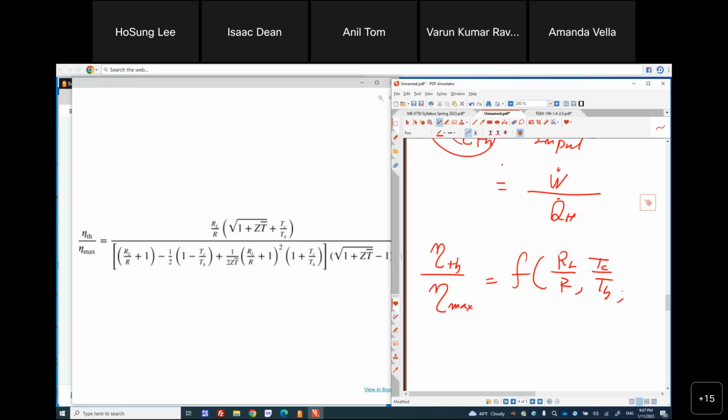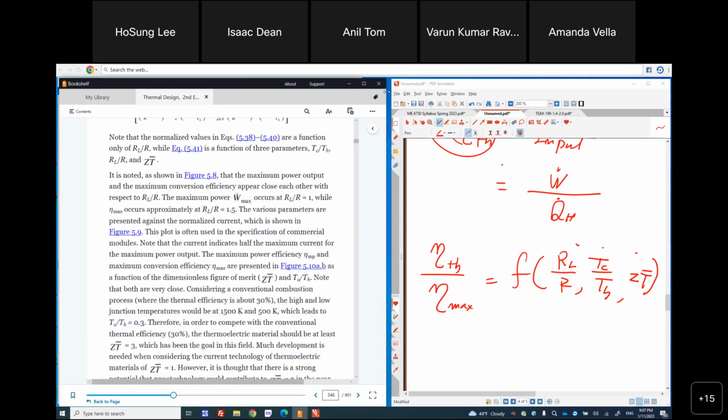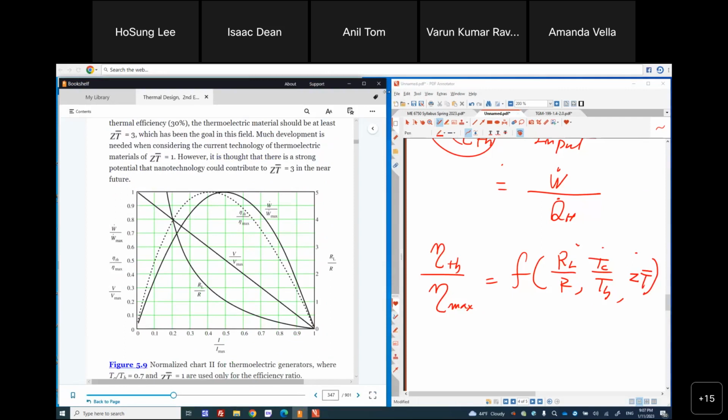Is there any other variable in this equation? Yes, the temperature ratio. That's all: 1, 2, 3 variables. I can change and plot it. Three variables, just what I did. That's what I did here. I fixed one. Oh, wait a minute. I think there should be one more.